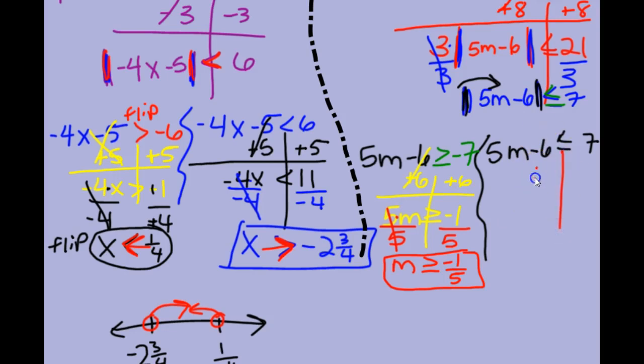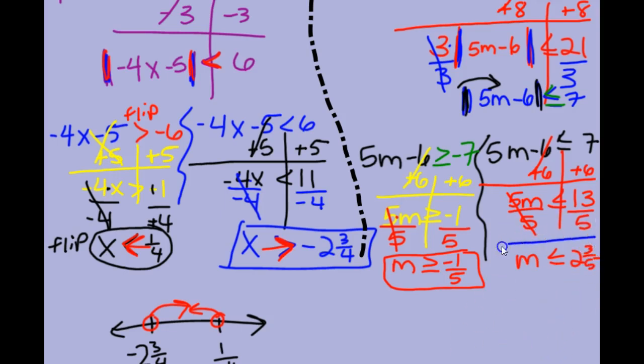On the other side, same thing, add 6. We have 5m. 6 plus 7 is 13. And then divide by 5. M is less than or equal to, well, 13 divided by 5 is not going to be a nice number. 5 goes into 13 2 times, that gives us 10. And there's 3 left over, so 3/5. Or if you want to put as a decimal, 0.6.